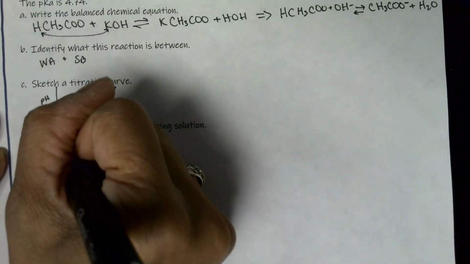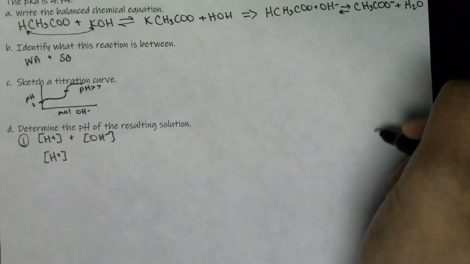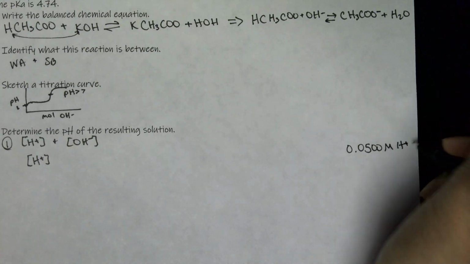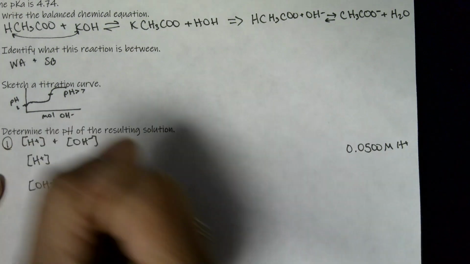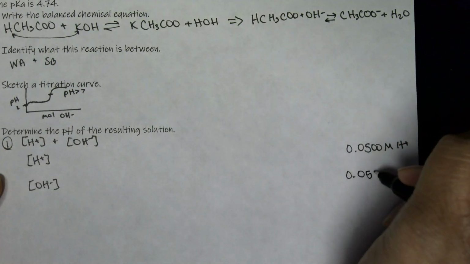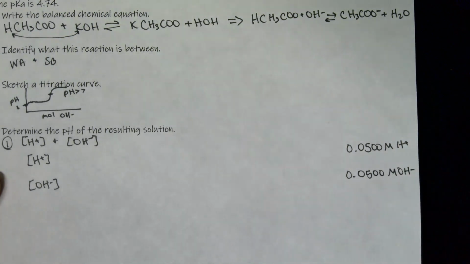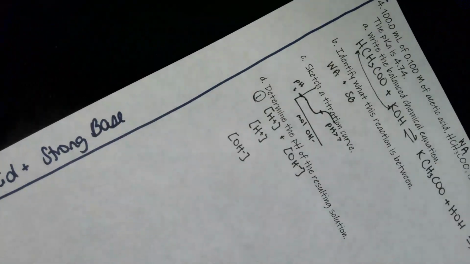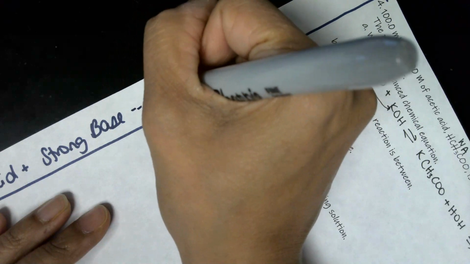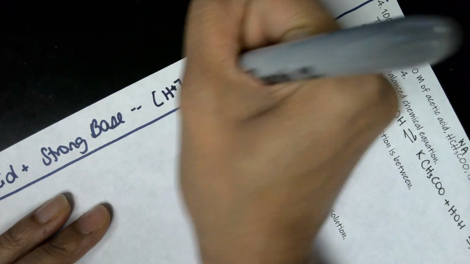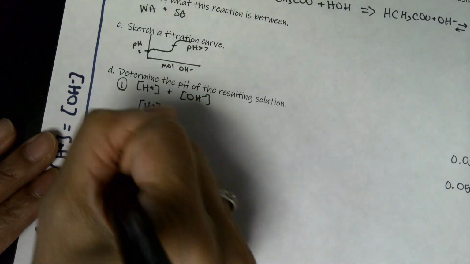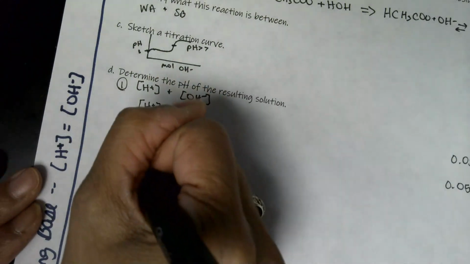When you find that, you will find that your concentration of H plus is equal to 0.0500 molar, and your OH minus is equal to 0.0500 molar OH minus. So you end up having equimolar of each of these. So let's go ahead and write in here: your concentration of H plus is equal to your concentration of OH minus. So this is what to do when you see this. If that happens, then you move over to your BCA table.